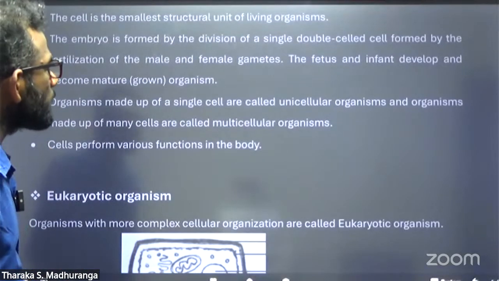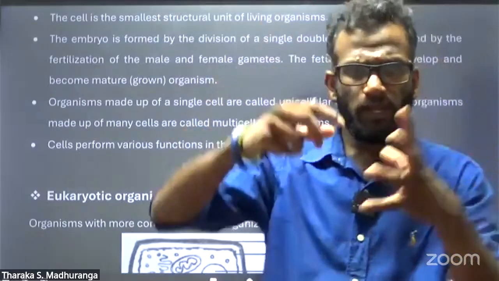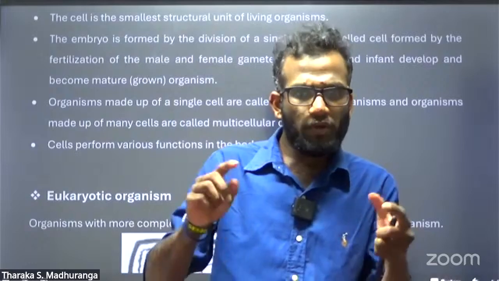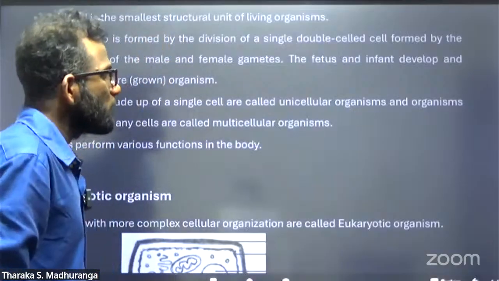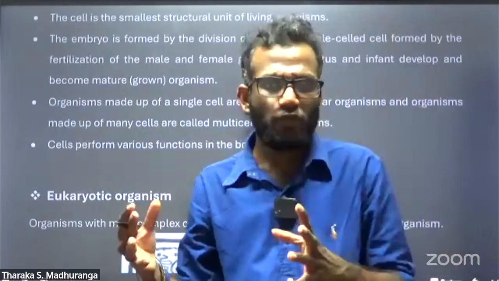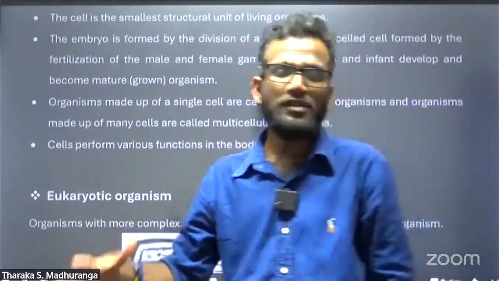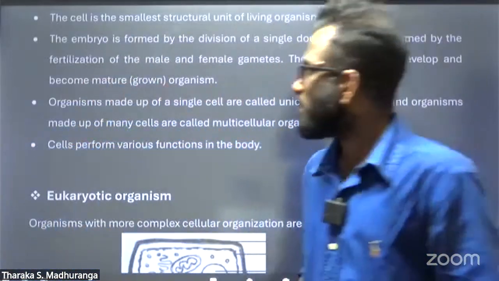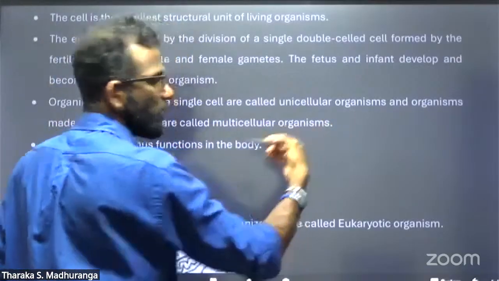An organism made up of a single cell is called a unicellular organism. Bacteria, for example, are unicellular organisms. Unicellular means the organism has only one cell. If an organism has more than one cell, we call it a multicellular organism. We are multicellular organisms. Animals are multicellular organisms. Plants are multicellular organisms. Okay, they are very simple things.